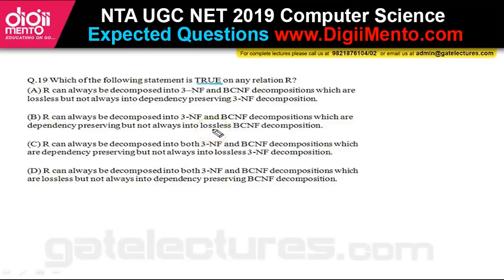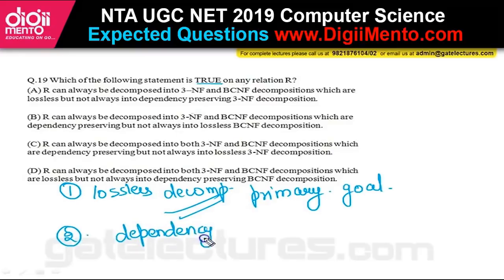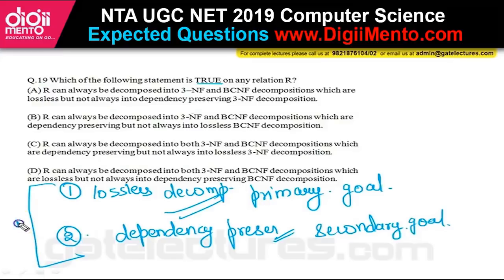Here you need to remember only 2 points. The first point is that lossless decomposition must always be there. It is our primary goal. Our decompositions must be lossless. It must always be followed. Now, dependency preserving is our secondary goal. If it is saved, then okay. If it is not, then not an issue. So this is the first point which I wanted to tell.